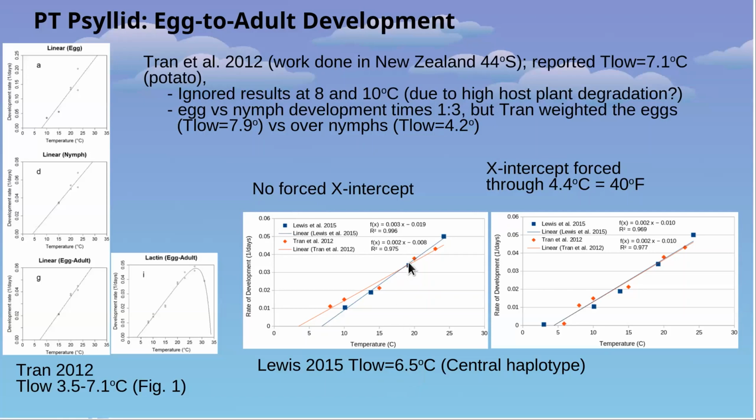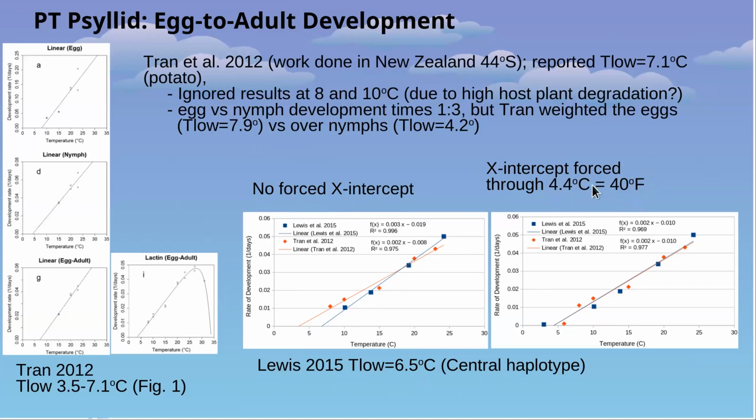But the way I did it, I fit the same data that are reported in the literature, so Lewis and Tran, I fit them without forcing an x-intercept. And then I do the same thing where I add a point to force the x-intercept through my chosen threshold. And I typically pick an odd or an extra decimal point with Celsius so that I can get an even number with Fahrenheit.